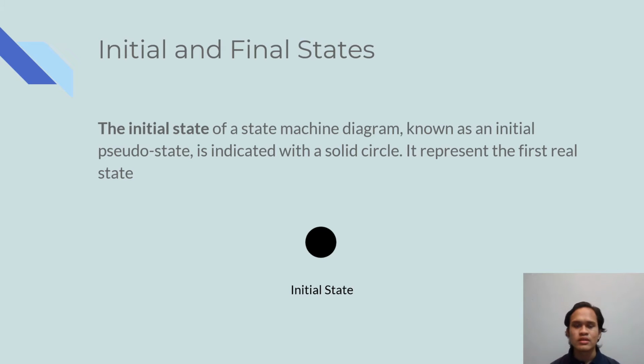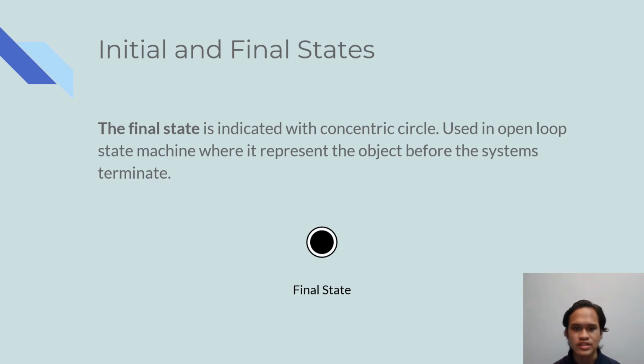Okay, so there are initial and final states. So what is the initial state? The initial state is also known as the initial pseudostate, which is indicated with a solid circle as in the diagram. It represents the first real state. As for the final state, it is indicated with a concentric circle. It is used in open loop state machines, where it represents the object before the system terminates.